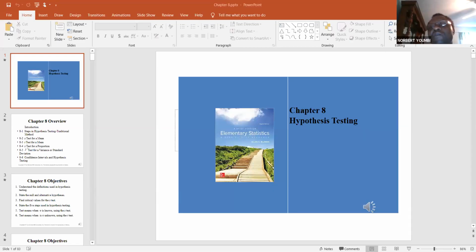So in chapter 7, we did estimation, which is an aspect of inferential statistics. And the second aspect is hypothesis testing.